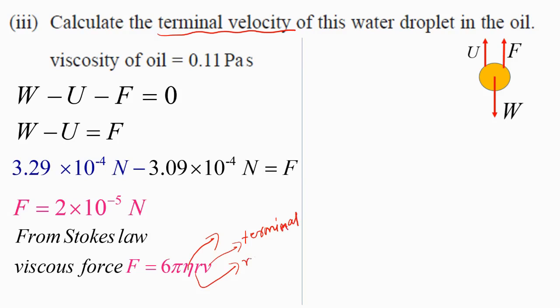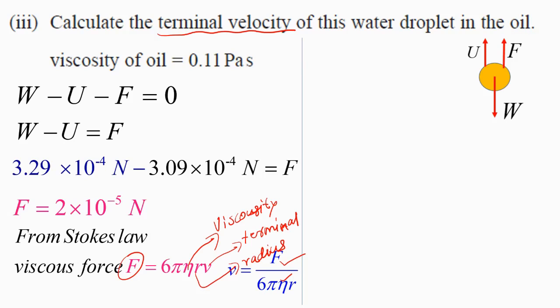V is the terminal velocity, R is the radius of the spherical sphere, and eta is nothing but viscosity. So from this expression, we have already calculated the viscous force offered by the oil, so we can easily find the value of velocity. Velocity V is equal to F divided by 6 pi eta R.